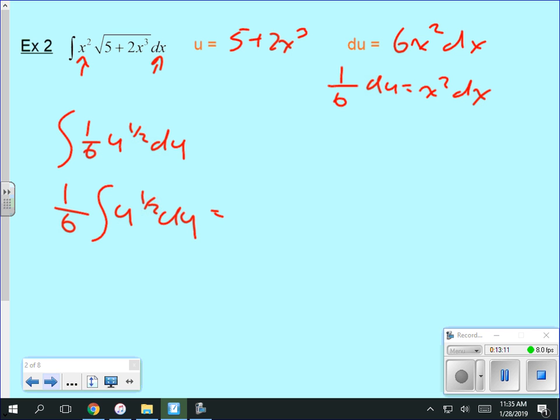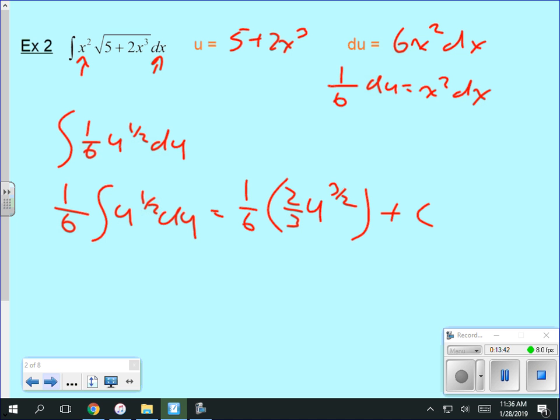So this would be equal to 1/6 times my antiderivative of u to the 1/2. Well, what do I do to a power? I increase the power by 1. So I have u to the 3/2. And then, like I said, I can ignore this out front. So what do I have to have here to counterbalance bringing the power down out in front? I have to have a 2/3 plus c.